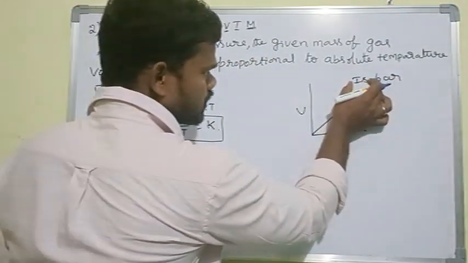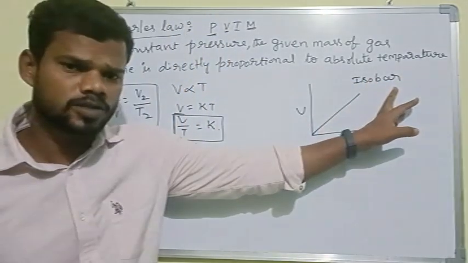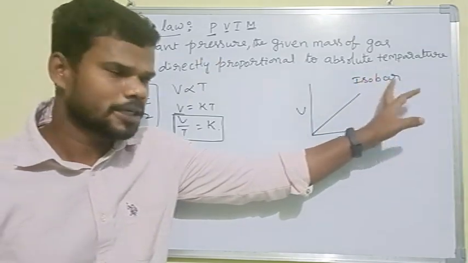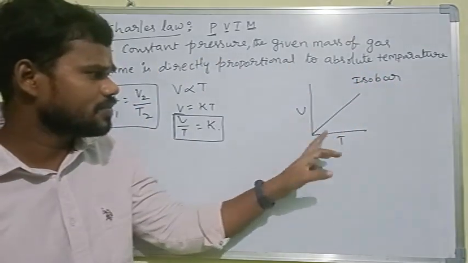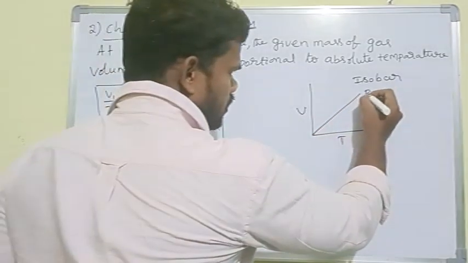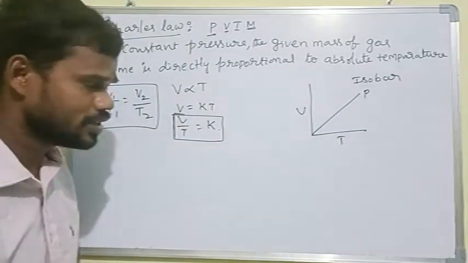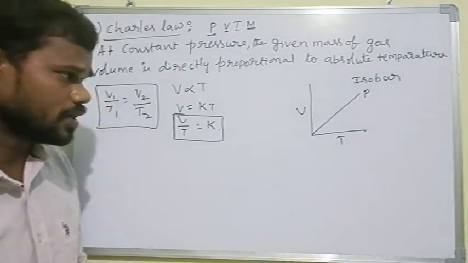Isobar. Iso means same, bar means pressure, which we also measure in units of bar. So same pressure, right? The graph drawn between volume and temperature at constant pressure P is called an isobar.